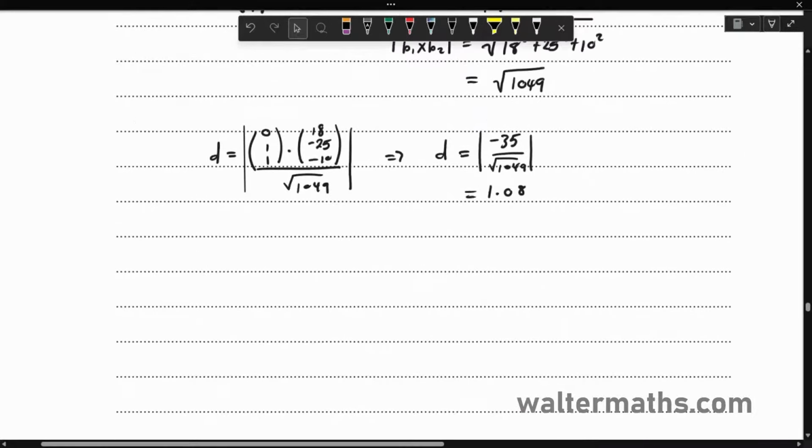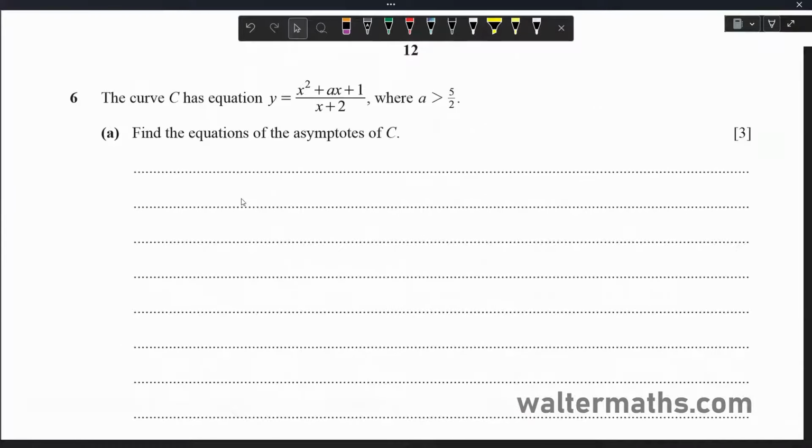Let's move on to the next one. The curve C has equation y is equal to x squared plus ax plus 1 over x plus 2, where a is greater than 5 over 2. On part A, find the equations of the asymptotes of C.